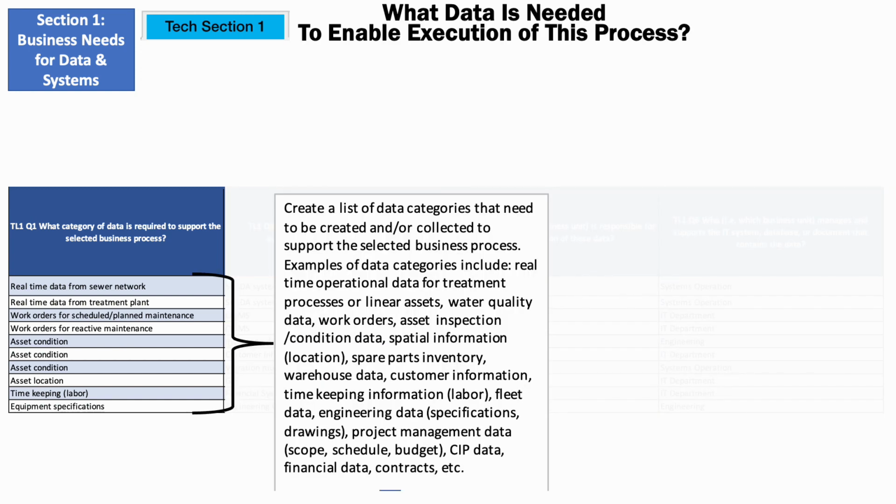In the first column, users are asked to identify the categories of data that are needed to effectively enable the execution of the business process that was selected for improvement and to support the decisions that have to be made as part of that process. The instructions mention several examples of different data categories, and they are provided just as reminders for reference only.